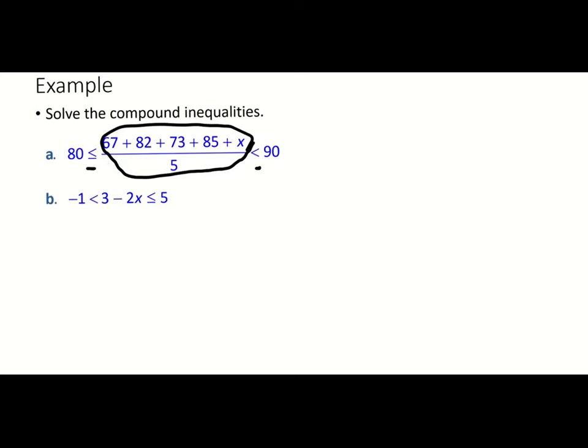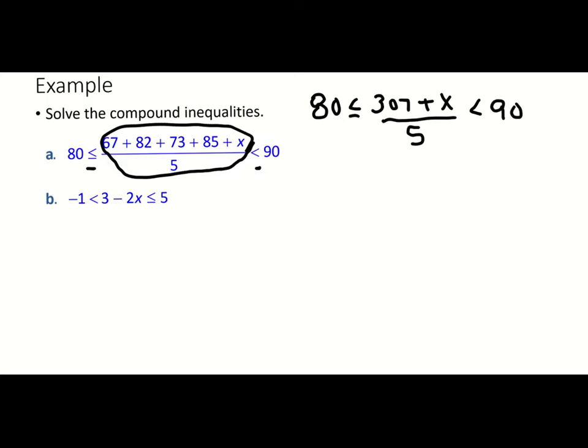And when we add them together, we end up with 80 is less than or equal to 307 plus x divided by 5, which is less than 90.